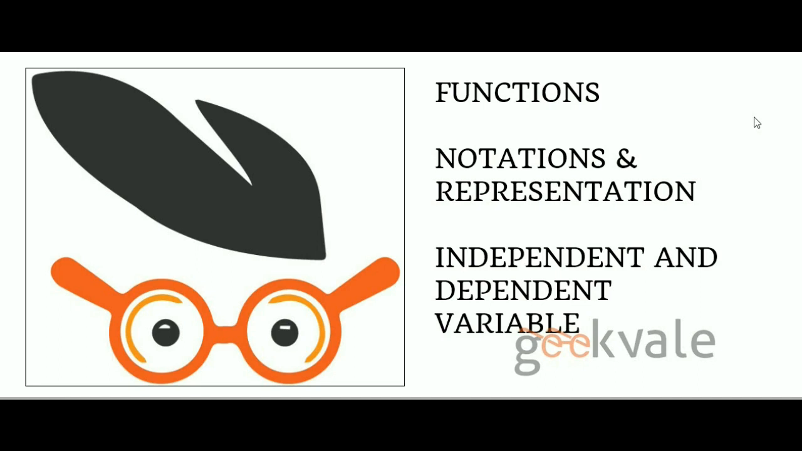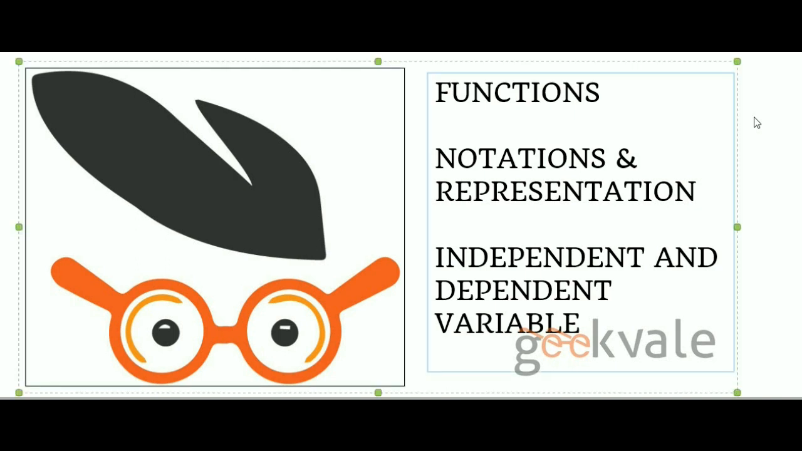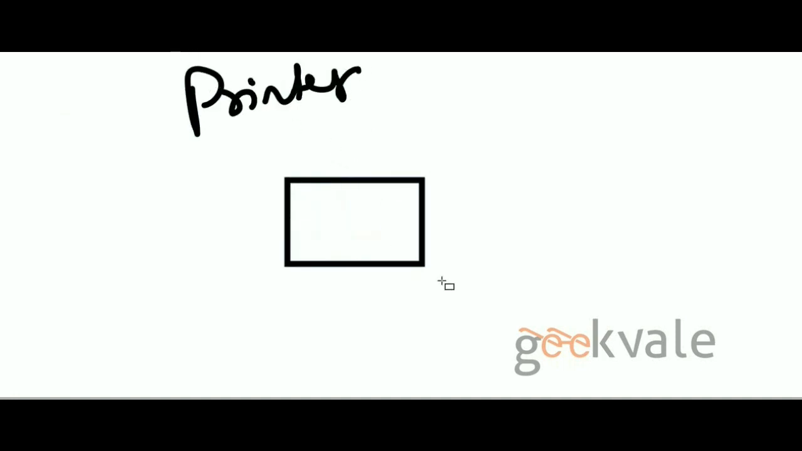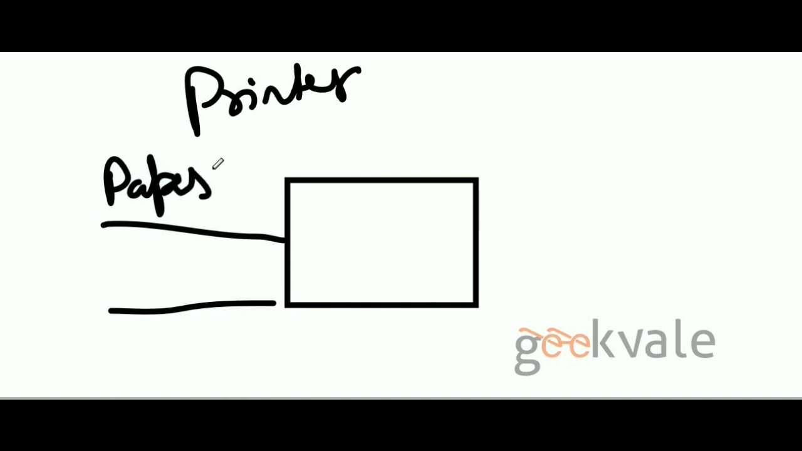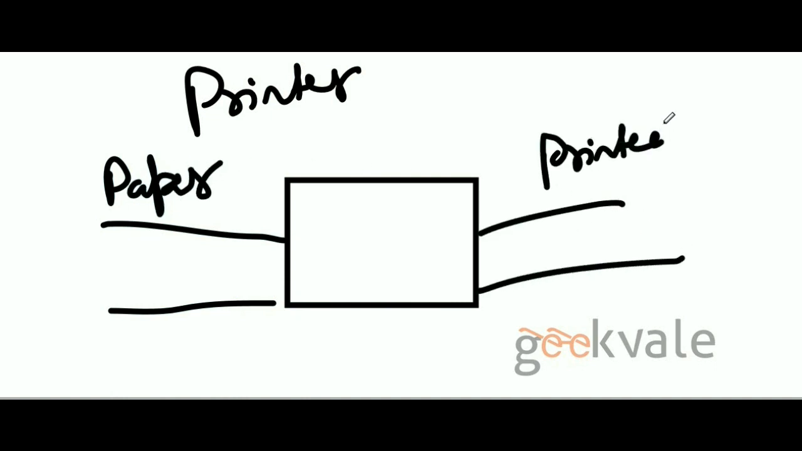Alright, we're going to talk about functions, its notations and representations, and what is the difference between independent and dependent variable. Okay, so let's get rid of that quickly. To understand the concept of what a function is, let's take the example of a printer. A printer, you can say it's like a box. On one end of that box is the paper tray where you insert the paper, and what comes out from there is the printed paper, right?